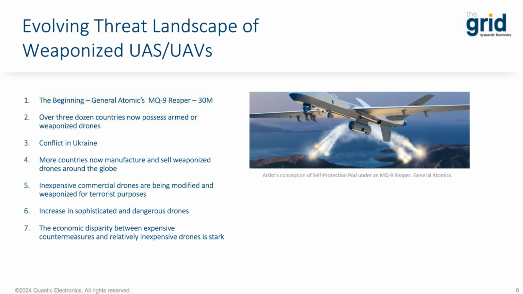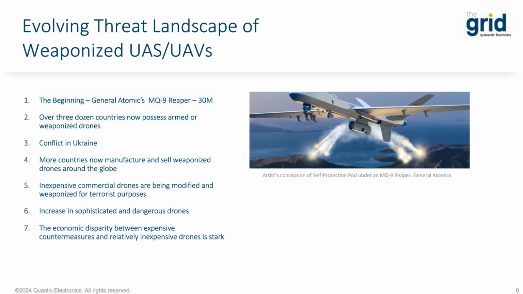Now, drones provide weaker armies and terrorist groups with low-cost air power, allowing them to weaponize commercially available drones by attaching explosives or modifying them to drop munitions on enemy targets. The economic disparity between expensive countermeasures and relatively inexpensive drones is stark. Deploying rockets and missiles costing hundreds of thousands or even millions of dollars to counter drones that cost only a few hundred or a few thousands of dollars quickly becomes economically unfavorable.